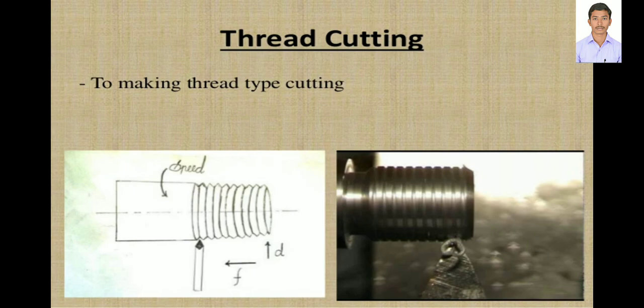And thread cutting. Nowadays we use different thread cutting operations in lathe machines, and threading can also be developed on CNC machines. In thread cutting, a screw thread is produced. The diameter of the shaft and the feed rate should be maintained. The thread shape should be cut on the workpiece on the lathe machine.